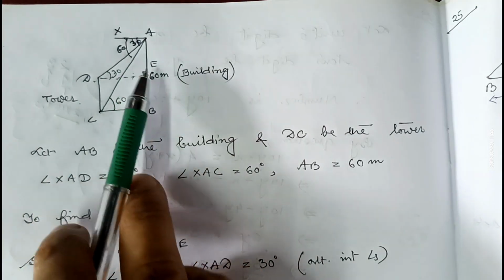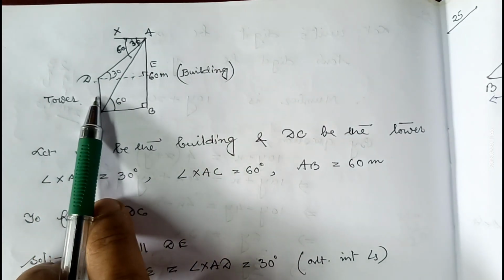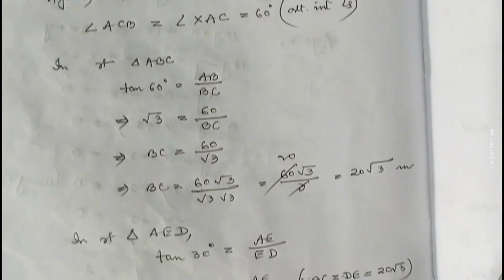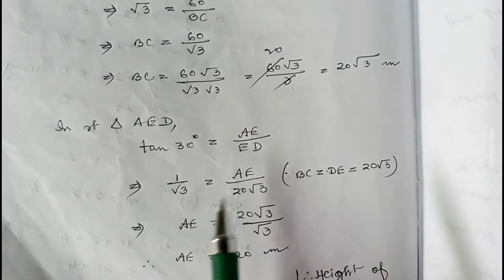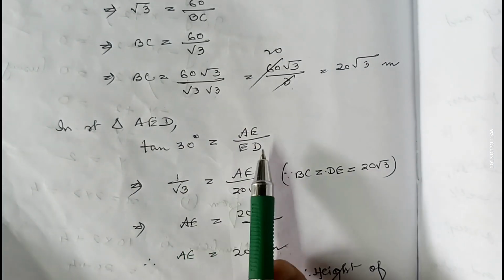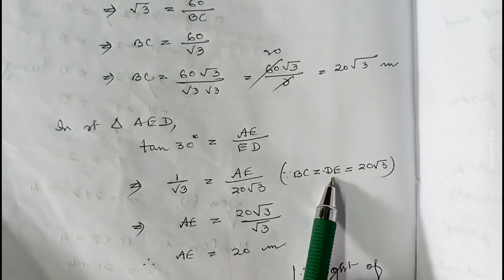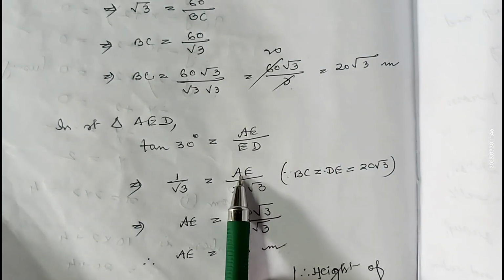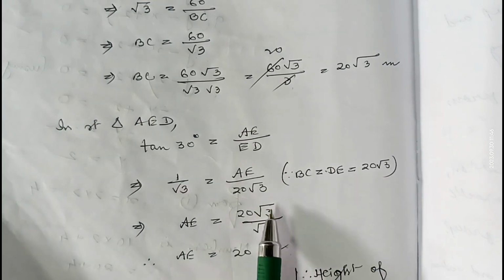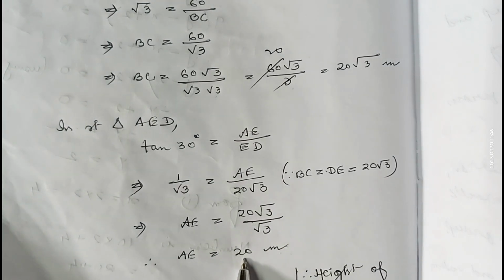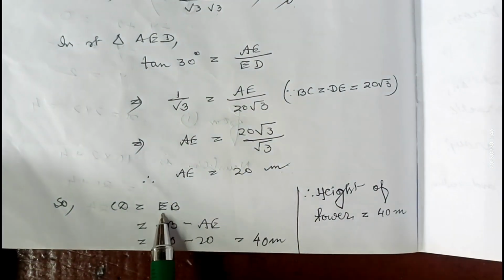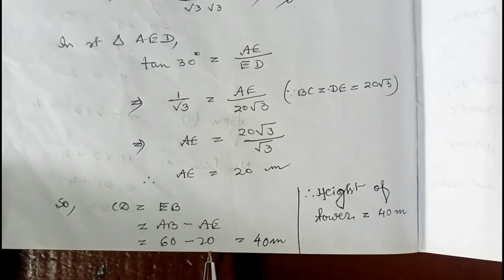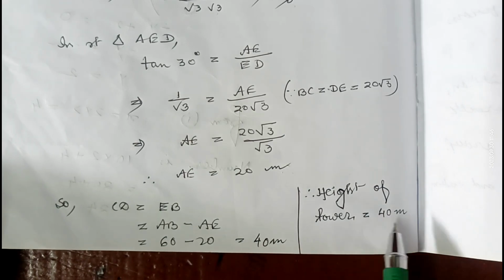Then AB minus AE will give this height, and this will be equal. So now from that angle AED, we can write tan of 30 degree equals to AE by ED. Tan 30 value is 1 by root 3. AE is not known, and ED and BC equal, both equals to 20 root 3. So if I cross multiply, AE will be 20 root 3 by root 3. This will cancel, so AE is 20. Therefore CD equal to EB. EB is AB minus AE. 60 minus 20 will give 40. Therefore height of the tower is 40.